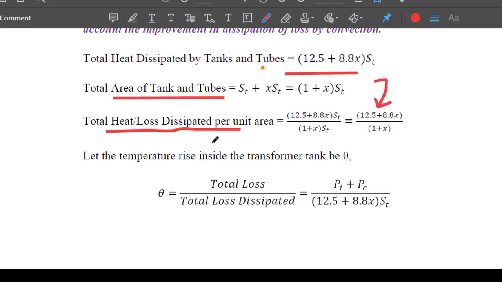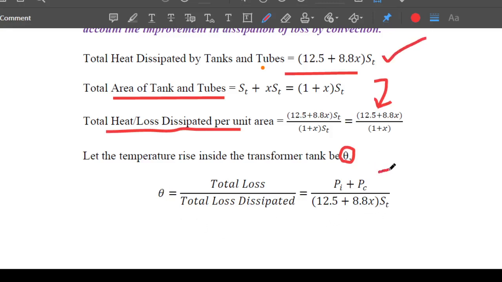Okay. Next, we have to keep in mind that we haven't included the temperature rise factor so far. This temperature rise is the main reason for your heat loss. So we have to consider what is the temperature rise that is happening inside the transformer. Let me assume it as theta, and theta is equal to the total loss, that is dissipated in the form of convection and radiation. So total losses including your iron loss and copper loss, Pi plus Pc, divided by how much loss is dissipated by convection and radiation. It is 12.5 plus 8.8X into ST.